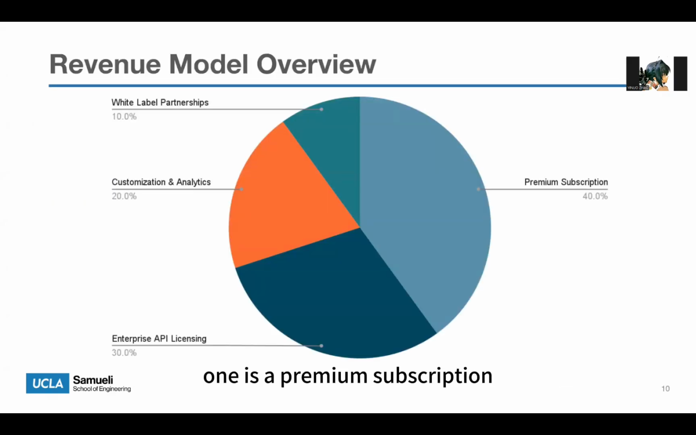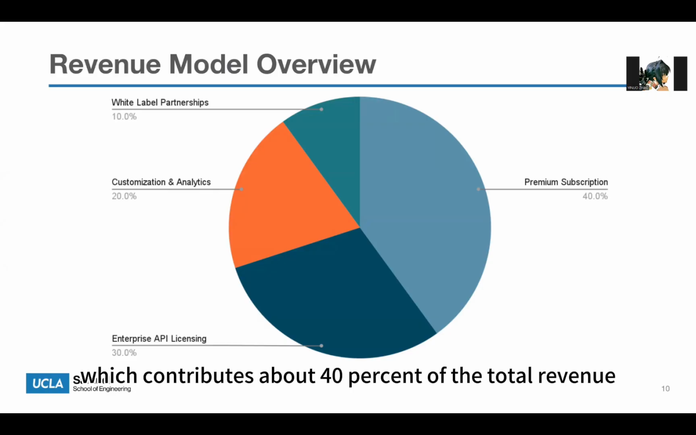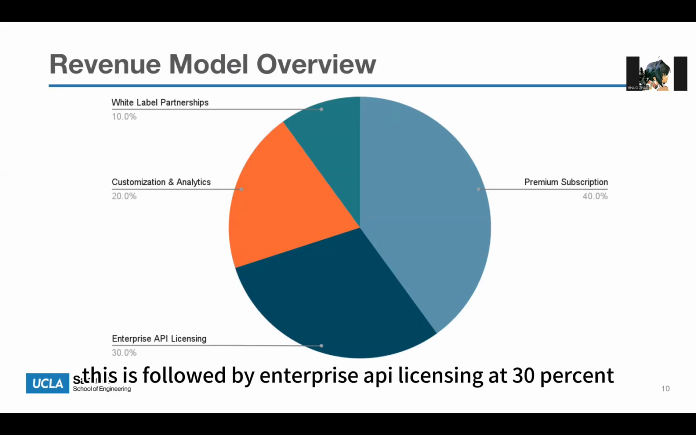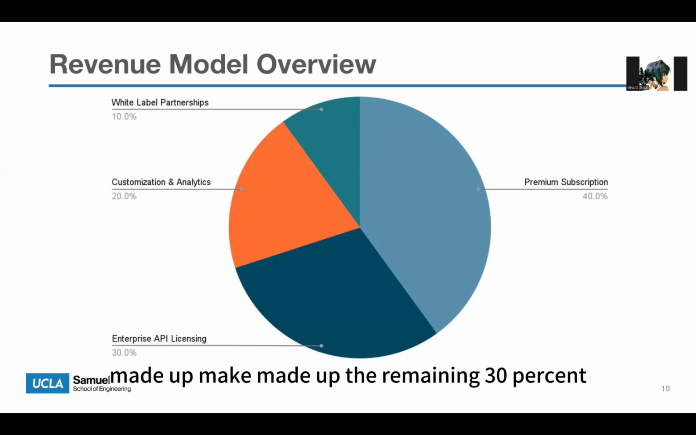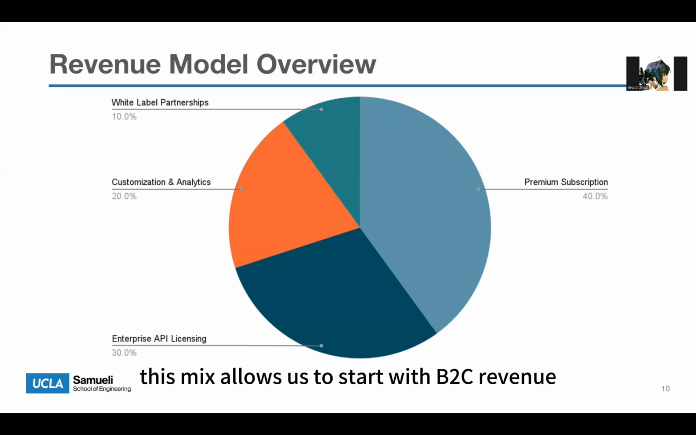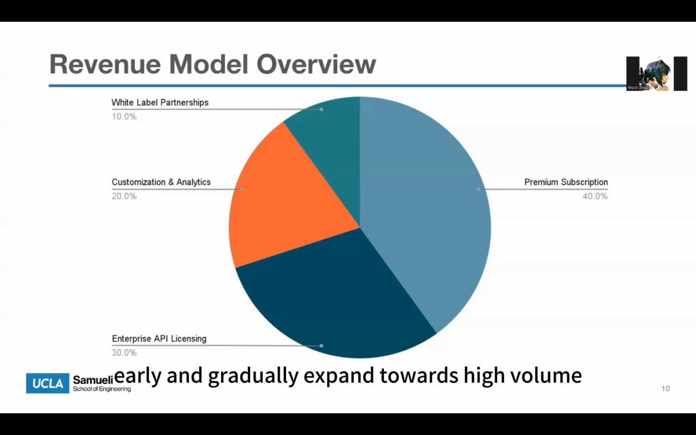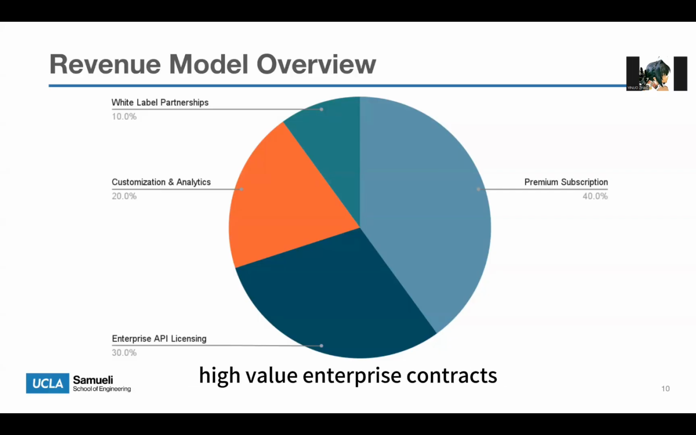The largest one is a premium subscription, which contributes about 40% of the total revenue. This is followed by enterprise API licensing at 30%. Finally, customization and analytics and white label partnership together make up the remaining 30%. This mix allows us to start with B2C revenue early and gradually expand towards high volume, high value enterprise contracts.